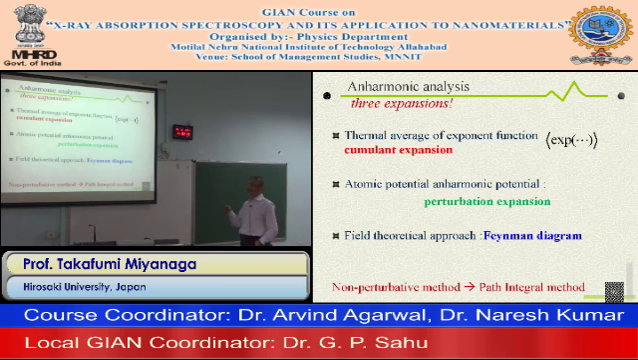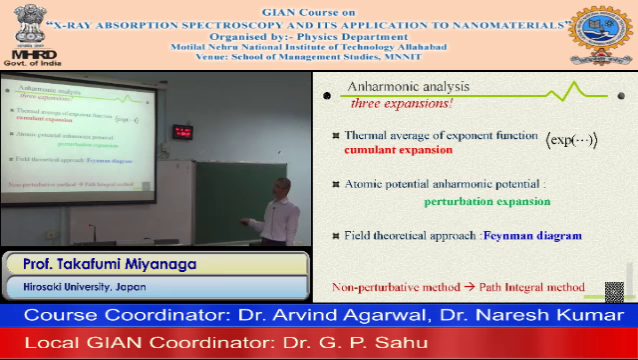We consider three approximations. First is the thermal average of the exponential functions. Our XAS function theoretically comes from the real part of the exponential functions, derived using Fermi's golden rule. So it is very convenient to use the cumulant expansion for the thermal average of the exponential function.